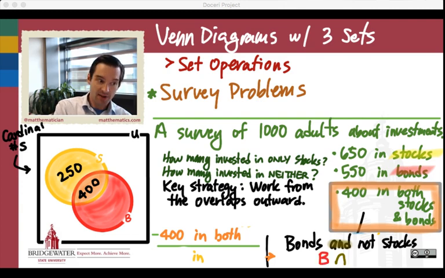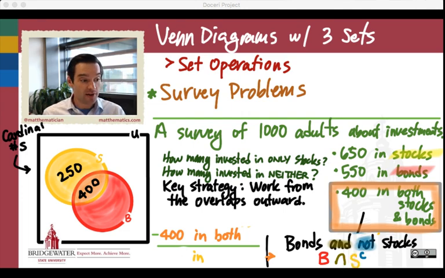We want our respondents to be members of the bonds set, so B is going to be one of our intersecting sets. And the other of our intersecting sets will not be the set of stocks, but the set outside of stocks, so the people who are not invested in stocks. So once again, the presence of this "not" indicates that we're going to have a complement. So upper superscript C. And the thing we're taking a complement of this time is the set of stocks. So when I read this, I'm looking for the people who are invested in bonds and not stocks. That's how we can read that notation.